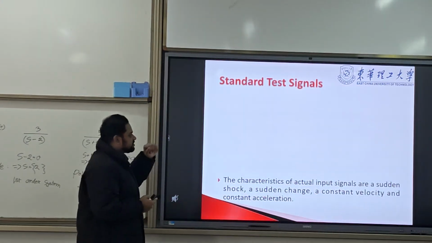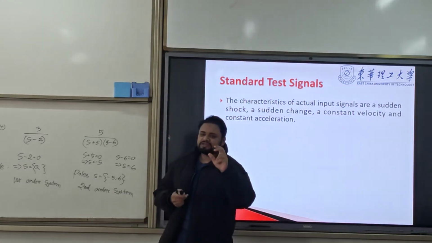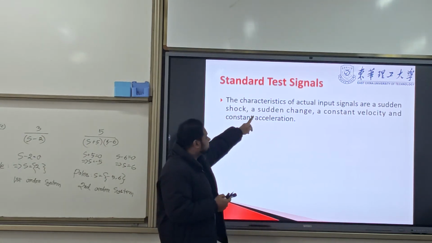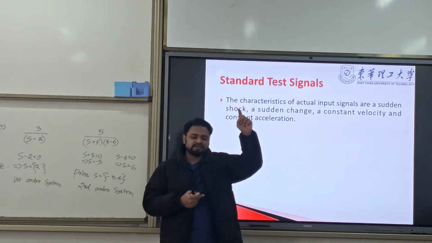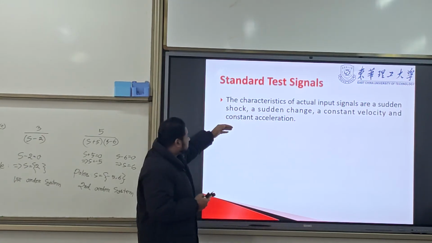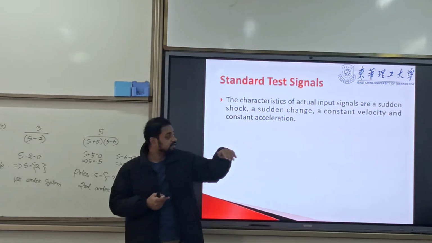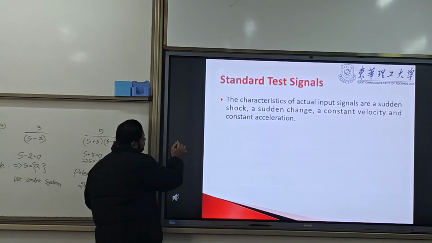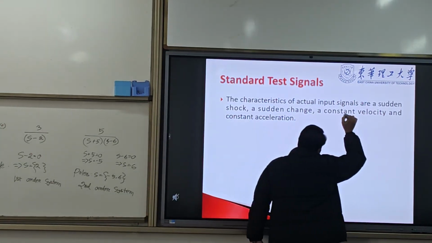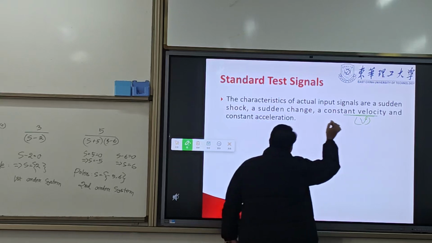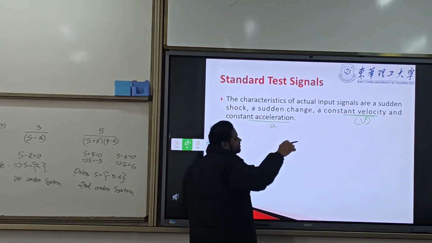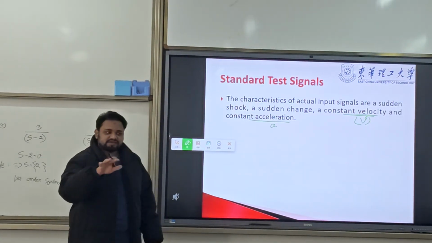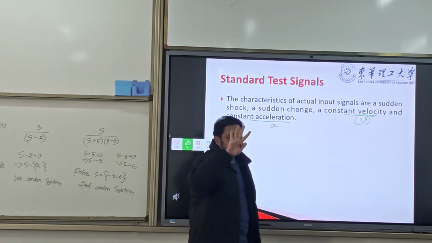So what are the changes? There are certain changes in the input in a time domain system. There can be 4 types of changes. 1, sudden shock. Suddenly it will change. 2, sudden change, low to high. 3, constant velocity. Velocity v is constant. 4, constant acceleration, a. Constant means fixed. So the input characteristics, the changes, are divided into 4 types.